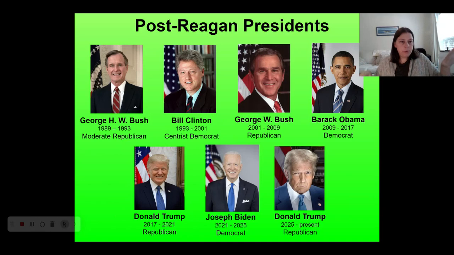Just a quick overview of the presidencies. You don't really need to know a ton about the policies of each of these specific post-Reagan presidents, but there are some overview things that I do think are quite helpful.